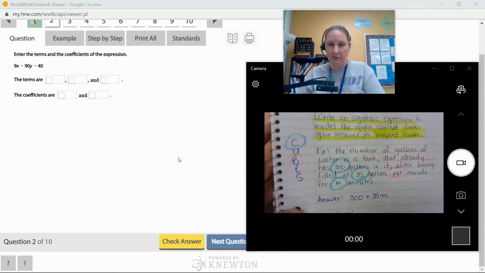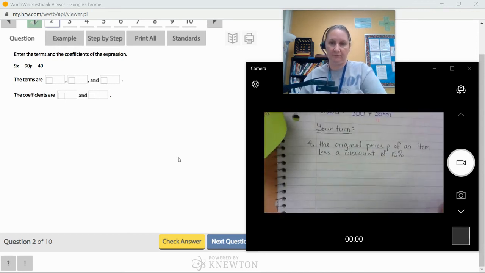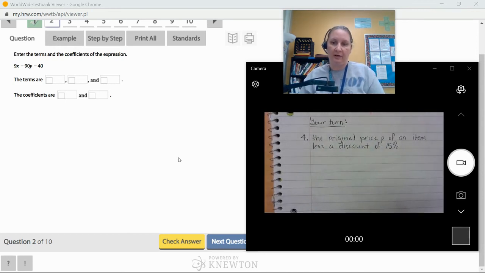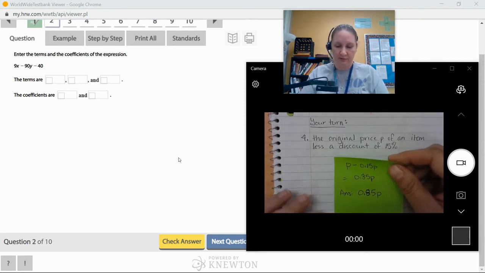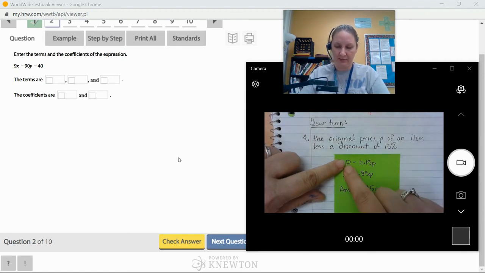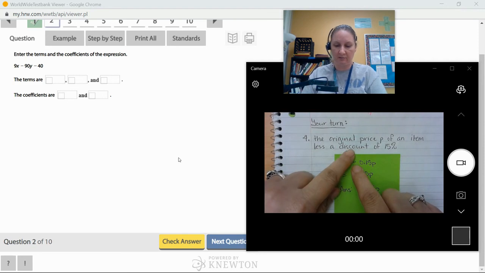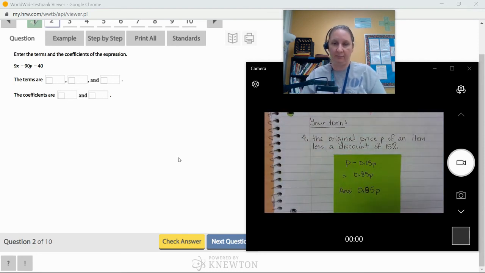Okay, so the next one is your turn. The original price P of an item less a discount of 15%. And remember to put this in simplest form. So your answer would have started out with the original price P less a discount of 15%. To get a discount on something, you take that percentage and multiply times the price. So that's where that came from.